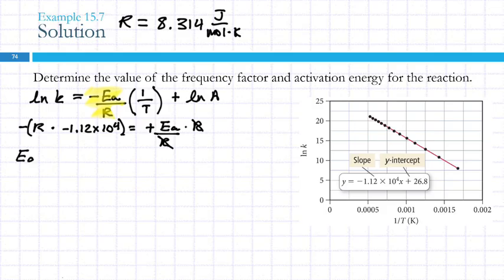So EA is equal to negative 8.314 joules per mole Kelvin times the slope, negative 1.12 times 10 to the 4th. What are the units of the slope? It's the units of y over the units of x.